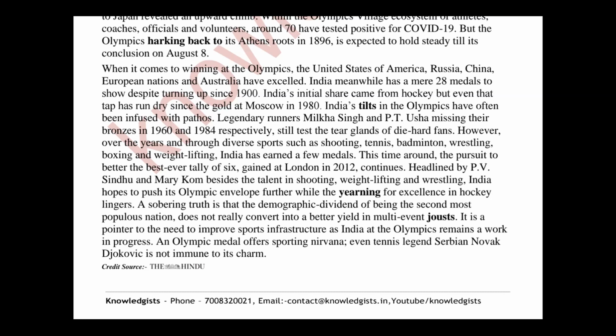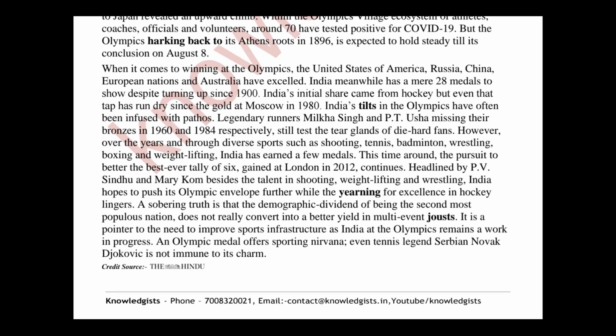A sobering truth is that the demographic dividend of being the second most populous nation does not really convert into a better yield in multi-event joust. So as we all know, after China, India is the leading population nation. We are the second most populated nation, and it is a sobering truth. It is a painful truth that even with such a large population, we are still not getting a better yield in multi-event contests. Whatever tournaments or contests happen, we have not yielded that much.